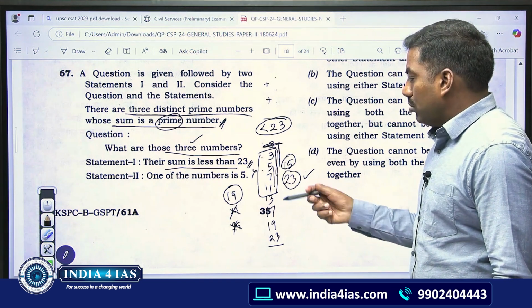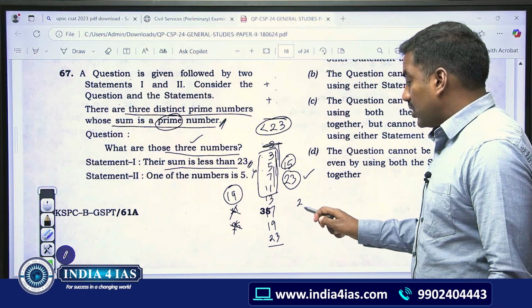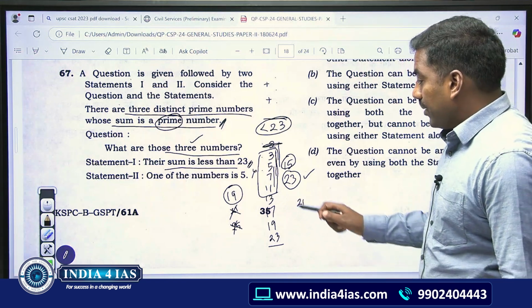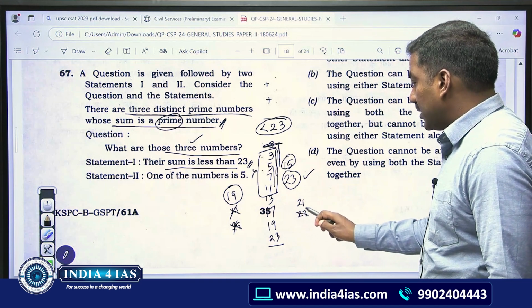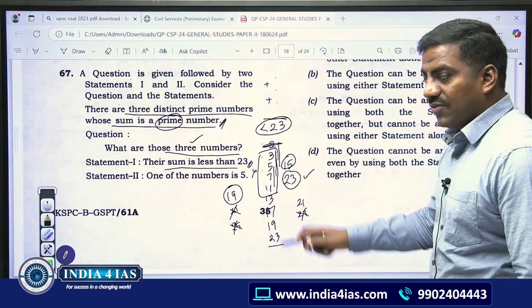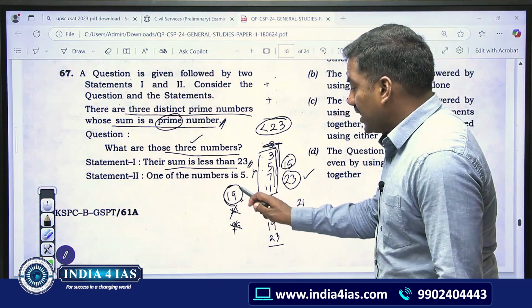Now you look for other numbers like 3 plus 7 plus 11, 21. That is not a prime. Then 3 plus 7 plus 13, that is 23. I don't want that. So in all these cases, if you do permutation and combination, we get 19 as a number.